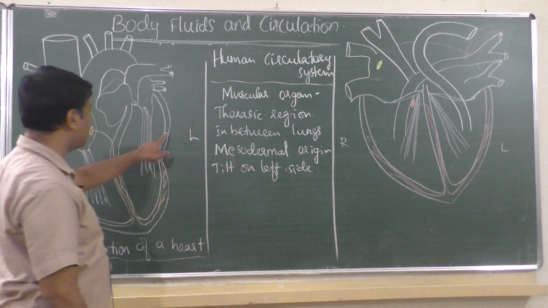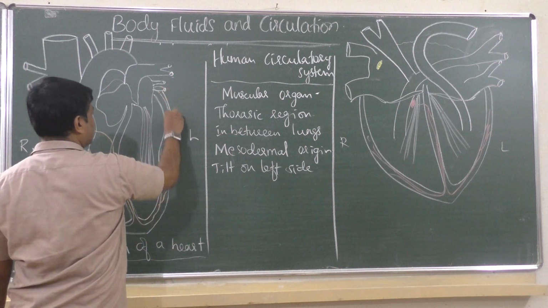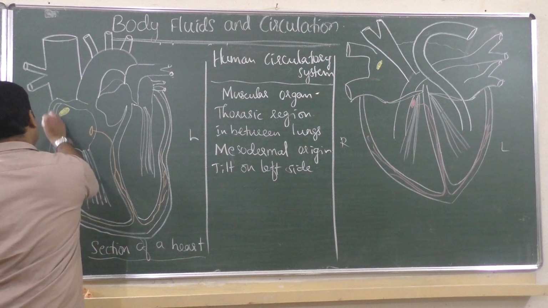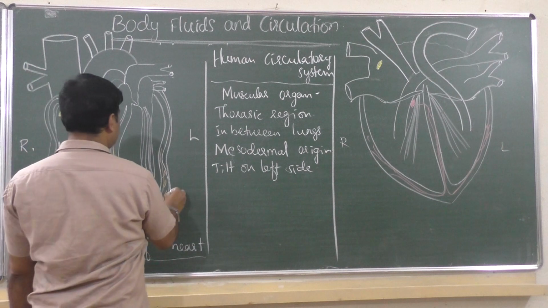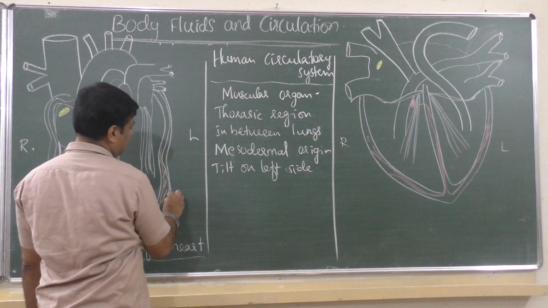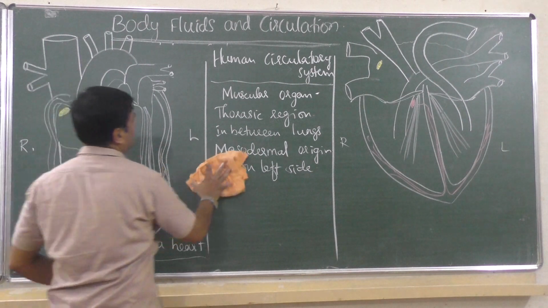And heart is covered by double layers, two layers outside. Okay, so one more layer is there here, two layers are there outside, that is called pericardium. Okay, now there is no space for labeling also. The outermost layer is called pericardium. I'll rub this.